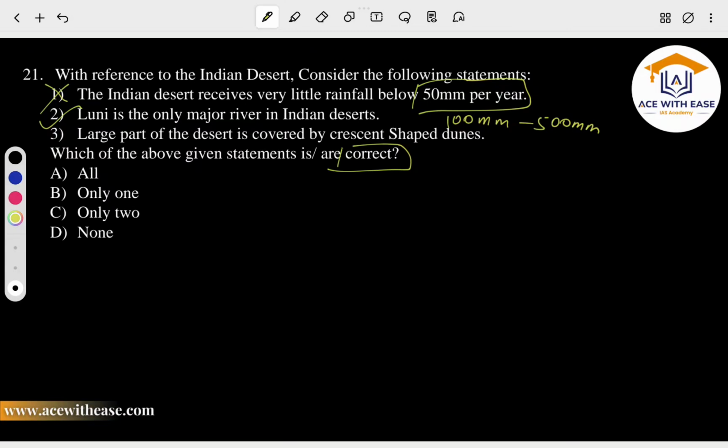Third, large parts of the desert are covered by crescent-shaped dunes. Yes, even this is correct. Now this is what we call Barchan dunes. In a previous question, we had this word Barchan dunes. So here we have two statements correct and one statement wrong.